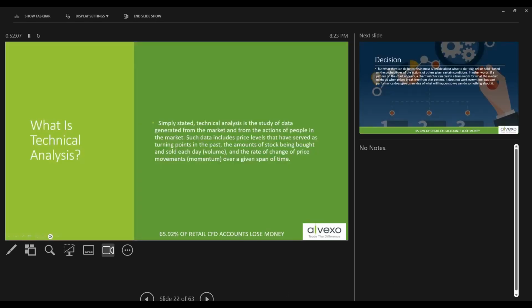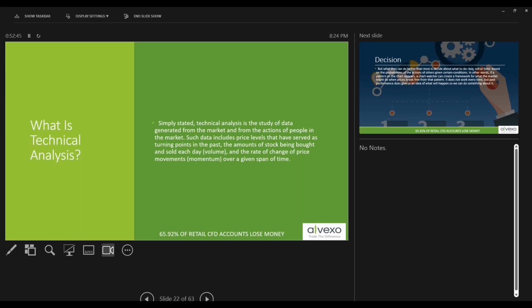So simply stated, technical analysis is the study of data generated from the market and from the actions of people in the market. Such data includes price levels that have served as turning points in the past, the amount of a stock or volume being bought or sold each day, and the rate of change of movements. Now, this is one of the most important indicators you can get. Rate of change of movements, or momentum. It tells you how much strength or energy is in the current move of that market, whether it's up or down.